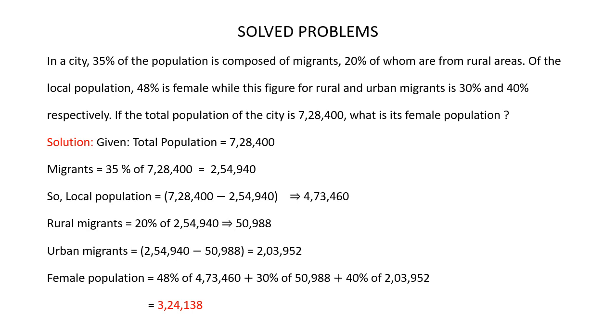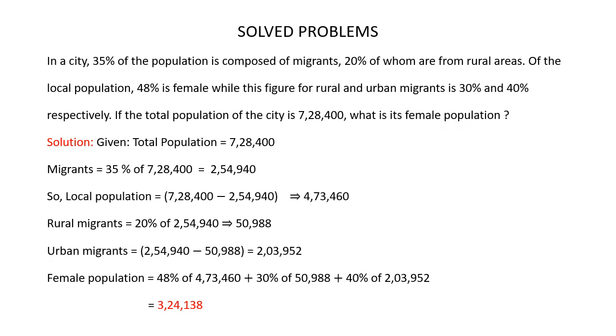In a city, 35% of the population is composed of migrants, 20% of whom are from rural areas. Of the local population, 48% is female, while this figure for rural and urban migrants is 30% and 40% respectively. If the total population of the city is 7,28,400, what is its female population?